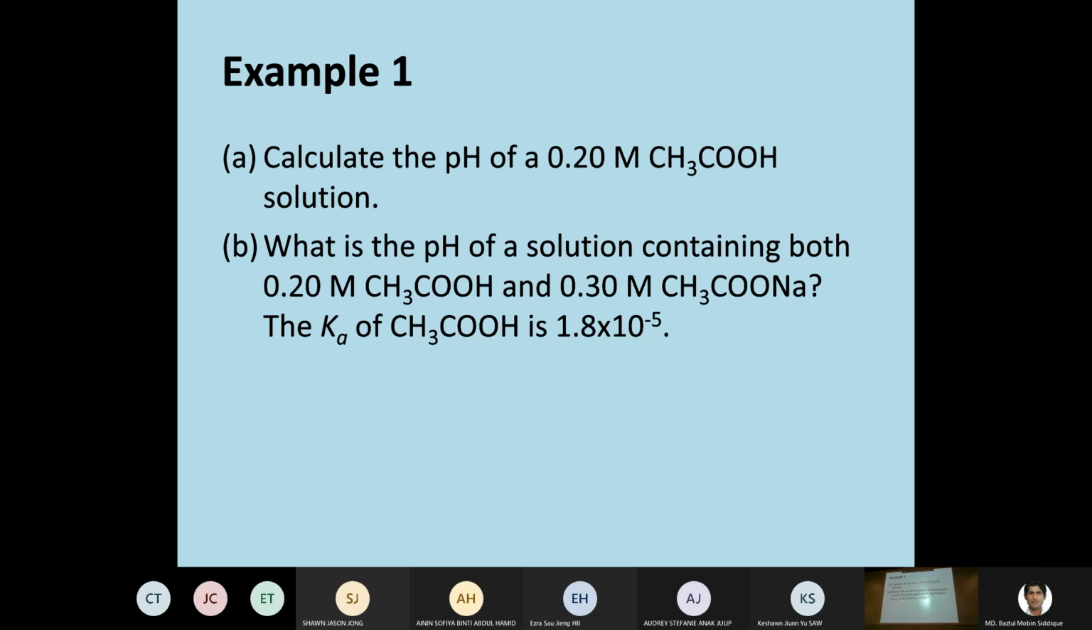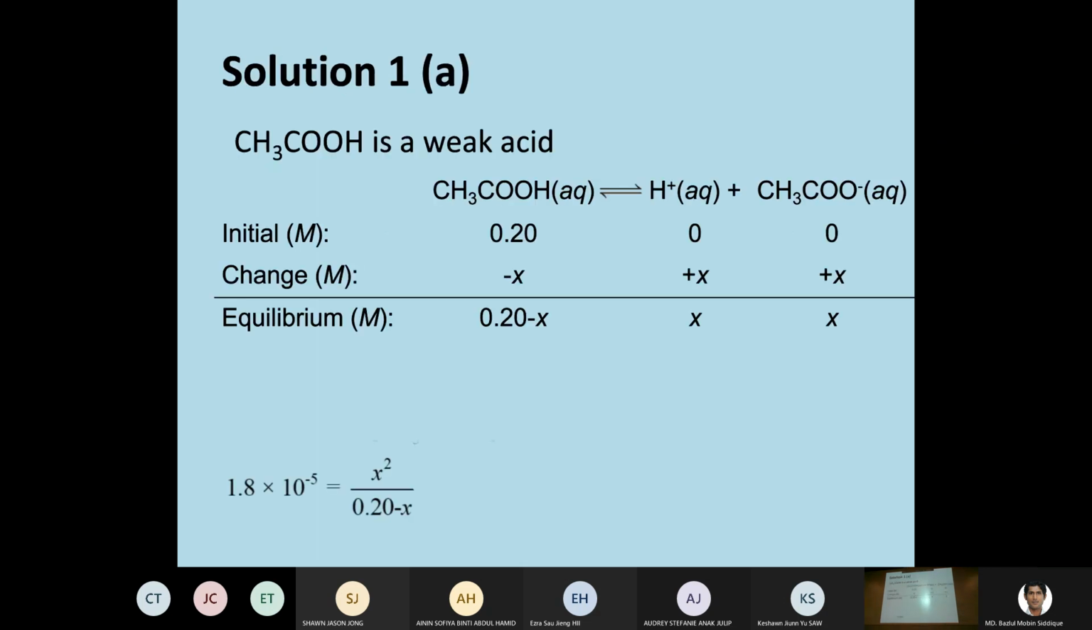It's a weak acid, so it will be dissociated partially, and that is why it will have a both-way arrow, both-way direction. And since it is 0.2 molar, and we do not know how much of this acid is going to be dissociated, we consider it X, right? It's very familiar to us. 0.2 molar at the initial stage.